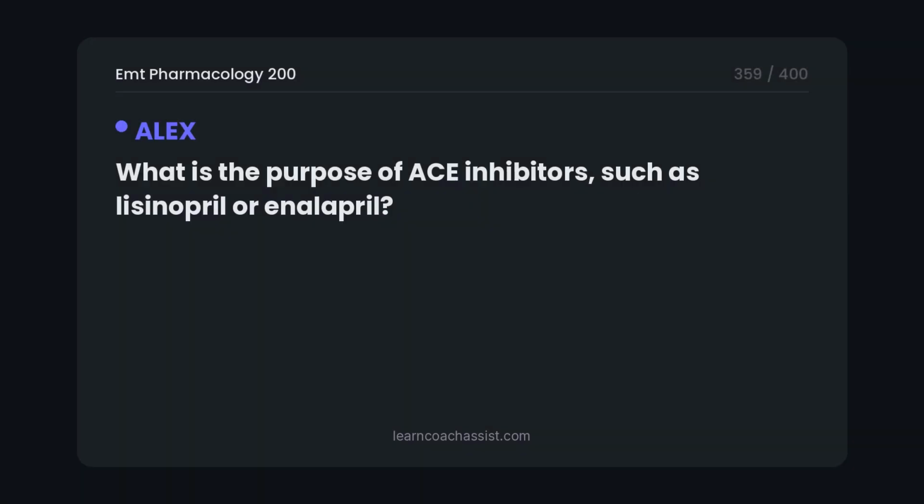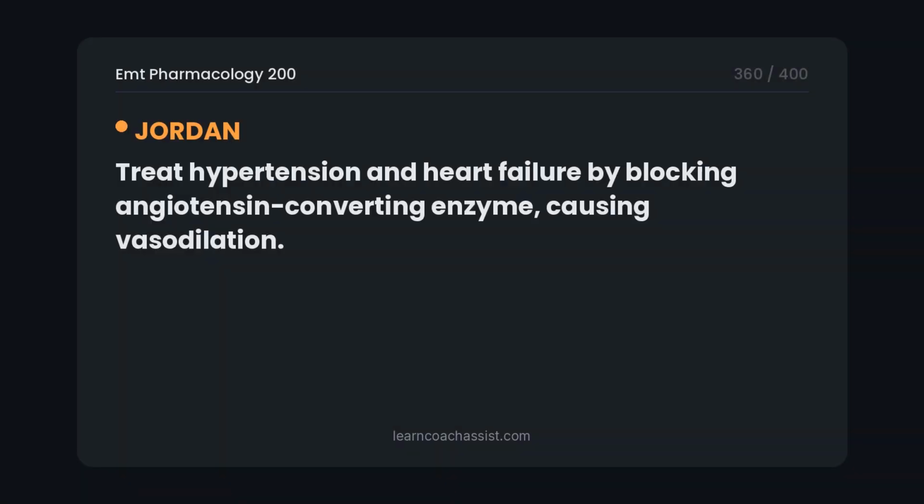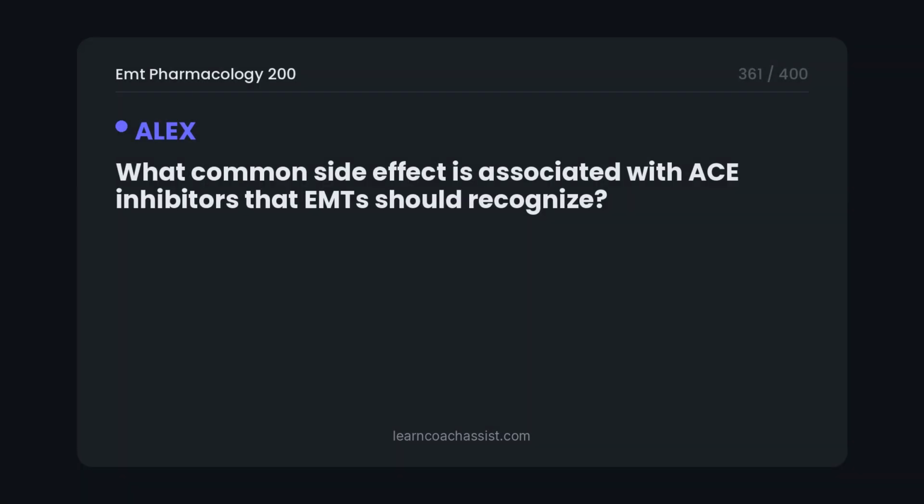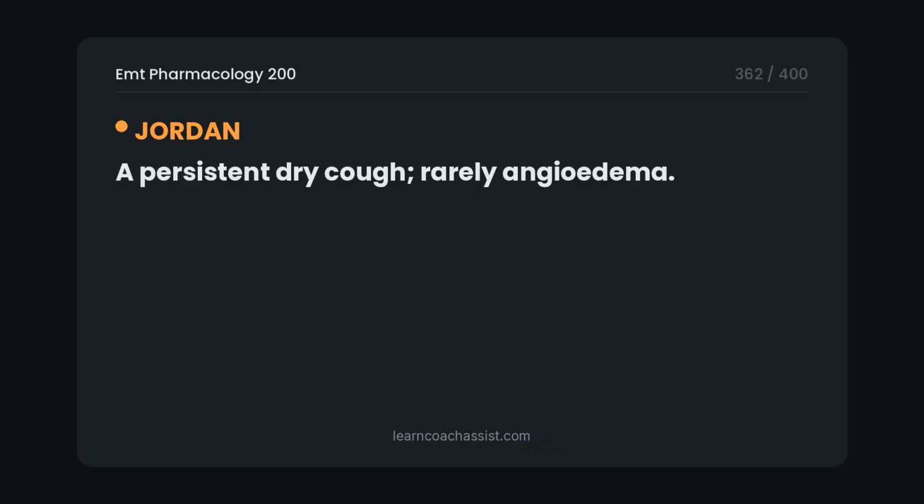What is the purpose of ACE inhibitors, such as lisinopril or enalapril? Treat hypertension and heart failure by blocking angiotensin-converting enzyme, causing vasodilation. What common side effect is associated with ACE inhibitors that EMTs should recognize? A persistent dry cough, rarely angioedema.